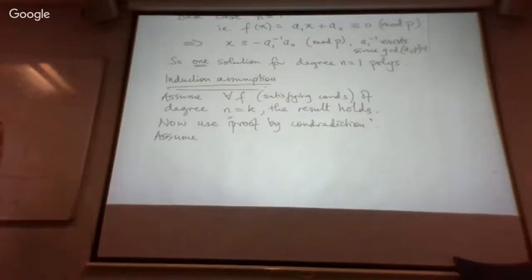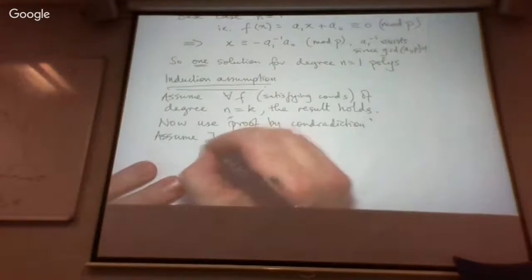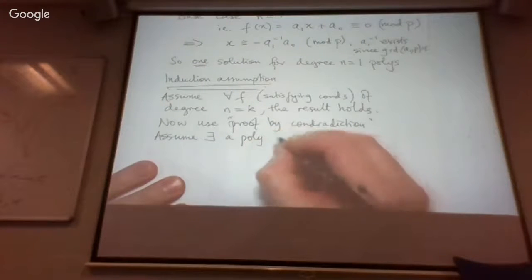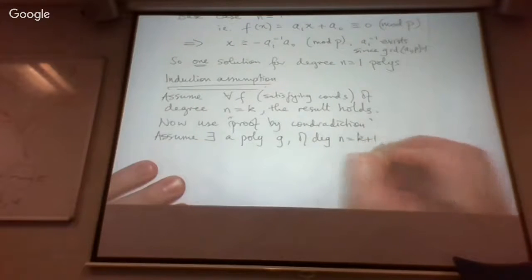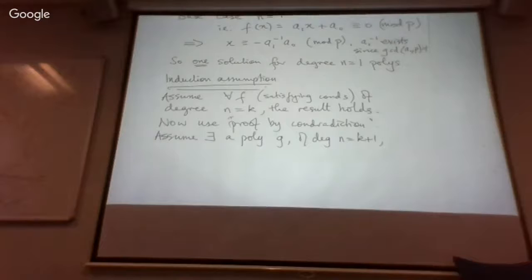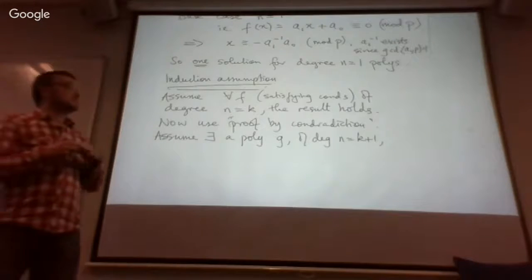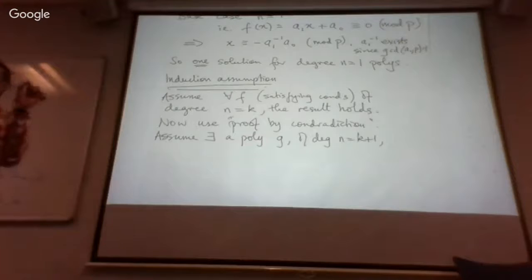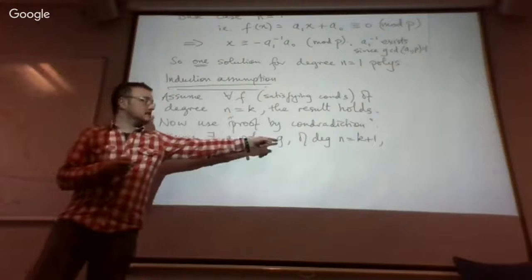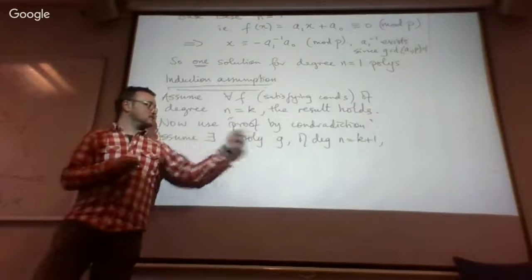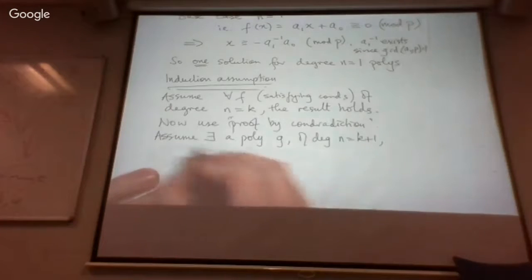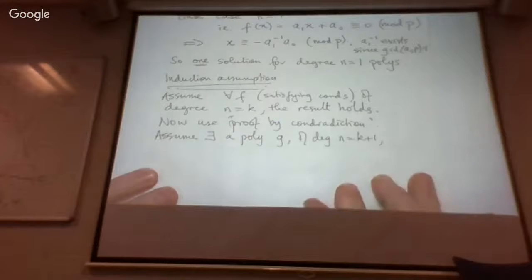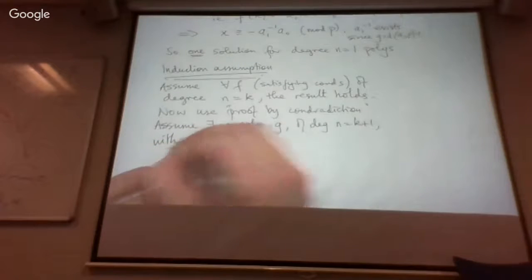So to begin our proof by contradiction, we assume that there exists a polynomial g of degree n equals k plus 1, and that this polynomial has too many solutions. The result says these polynomials should only have at most as many solutions as the degree. So what we need to say about this assumed polynomial is that it has too many solutions. So we assume there exists a polynomial g of degree n equals k plus 1 with too many solutions.